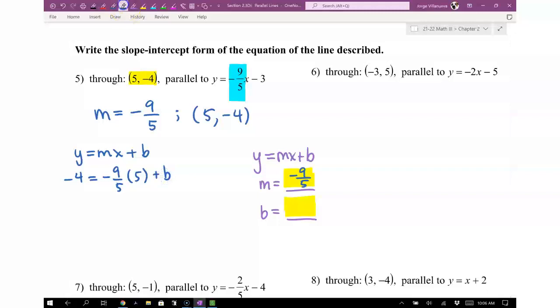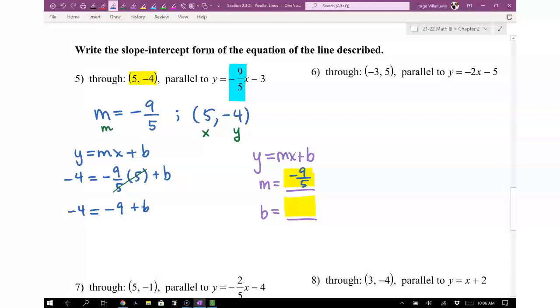Now here's where I'm getting everything. Okay, here's x, here's y, and obviously here's m, right? That's where I got that information to plug in, from the point and from the slope. Now you can cancel these, the 5 and the 5. So all we have left is negative 4 equal to negative 9 plus b.